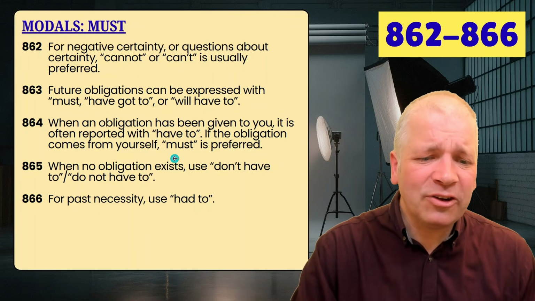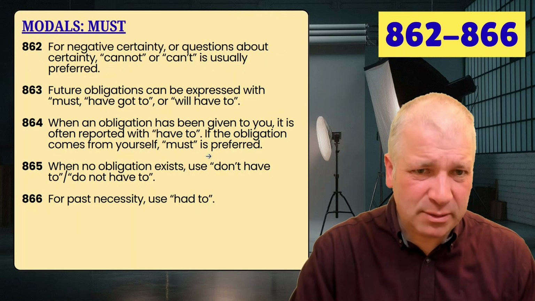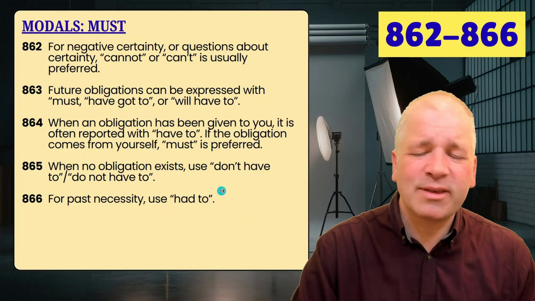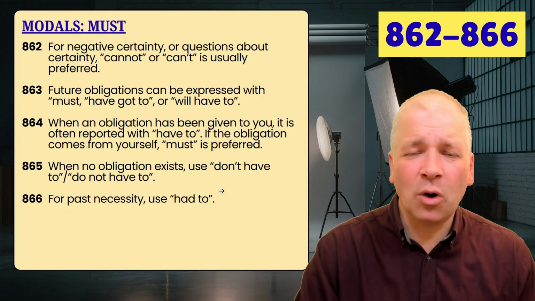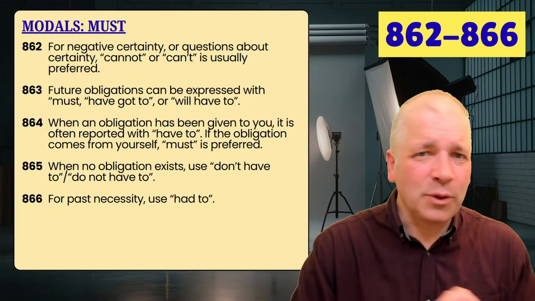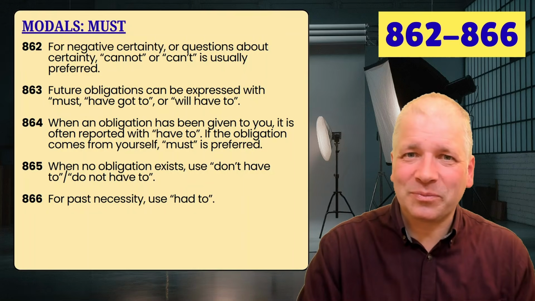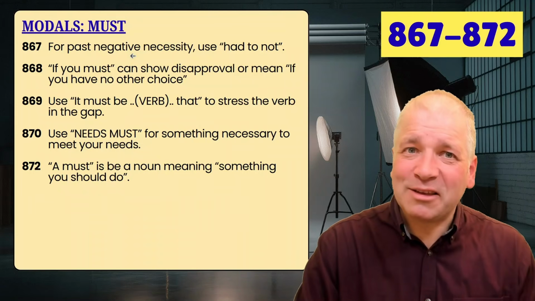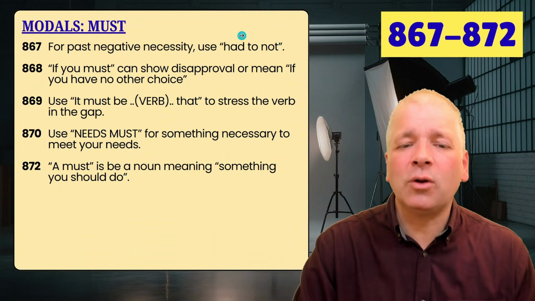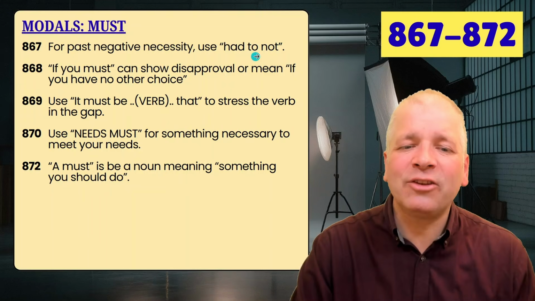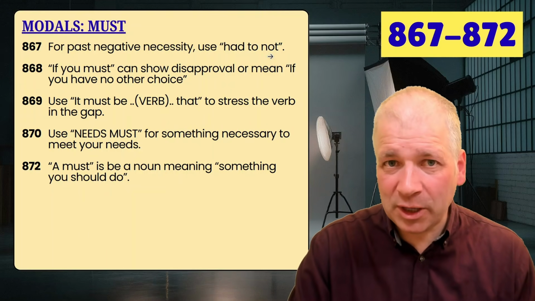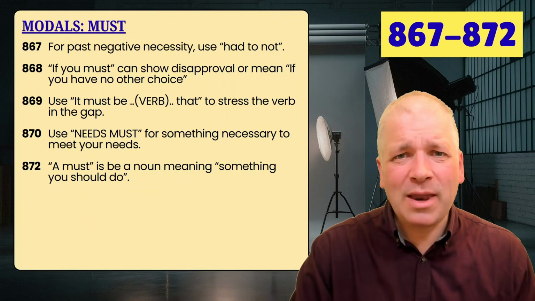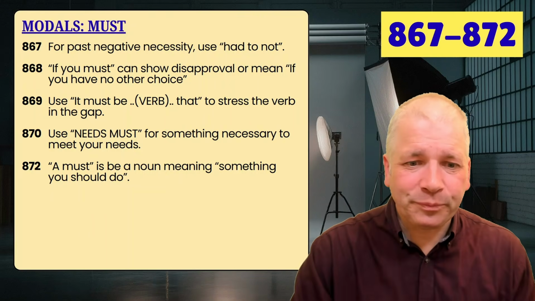When no obligation exists, don't use mustn't. Use don't have to or do not have to. And for past necessity, had to. You can't use must for the past when it's to do with necessity. How do we make past necessity negative? Well, you have to say had to not had not to. I had to not enter the building early in the morning. If I say I had not to, then it doesn't work in the same way.